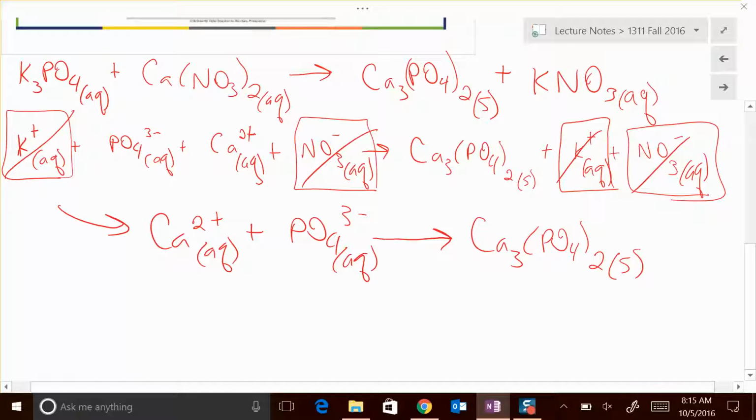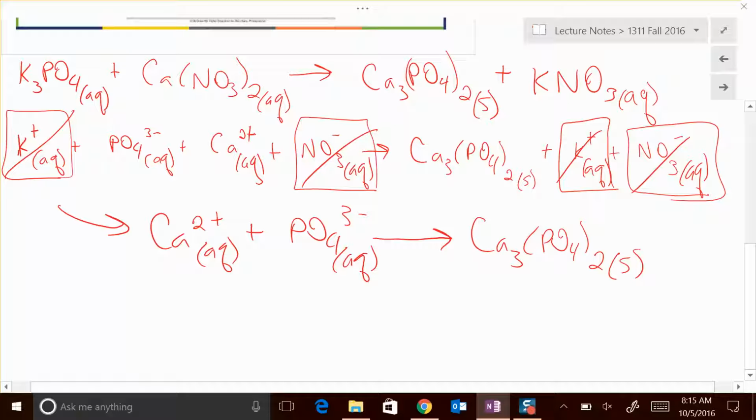How come you don't put the two NO3 on the left side? Because you know how you have two of them on the left side? Oh, well, yeah, that's a good point. So if you can balance it. If you balanced it, you would. I didn't balance it.